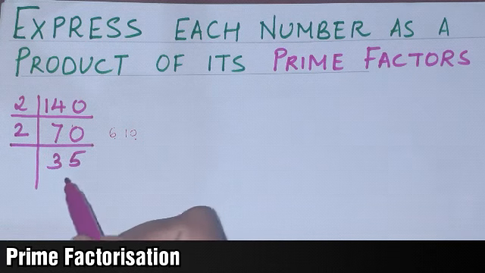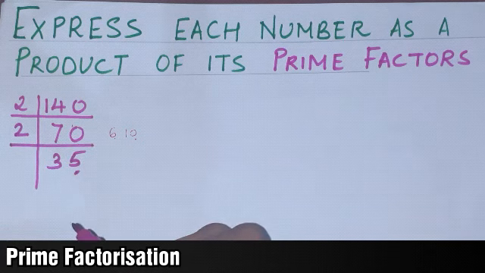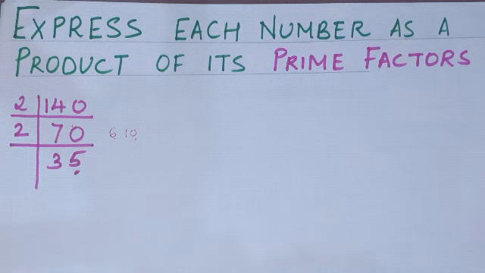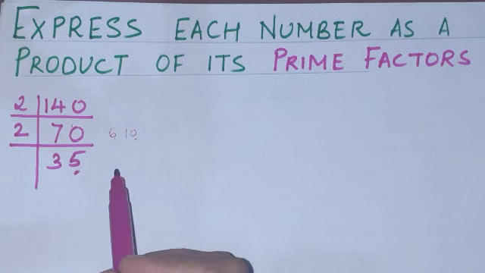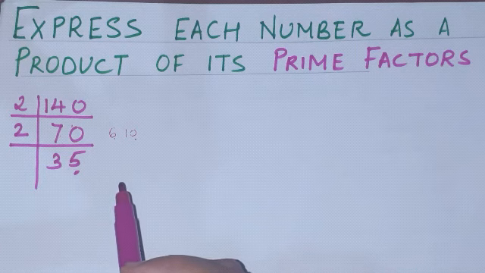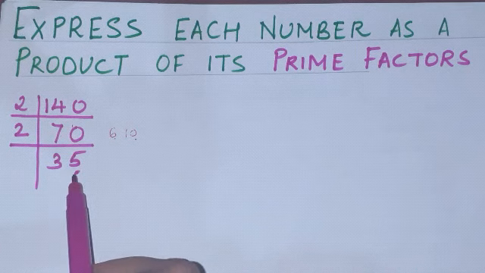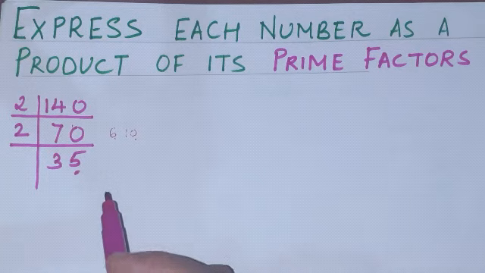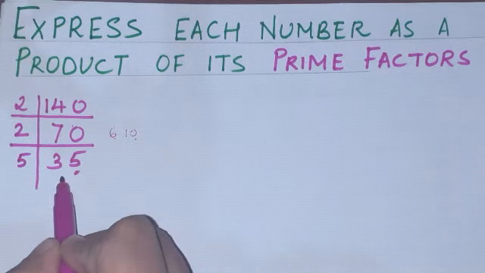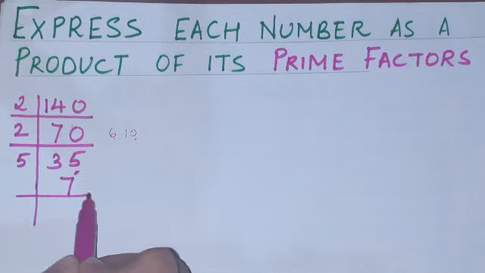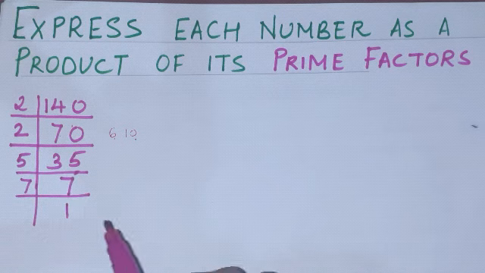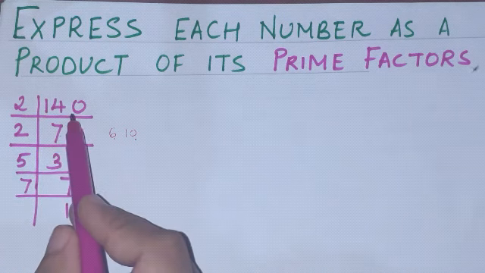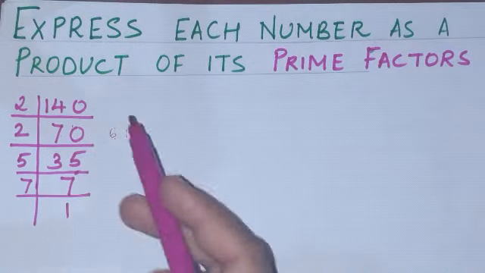Now 35. Since the last number is 5, this can't be in the 2 table. This definitely has to be in the table of 3 or 5. But 3 we also can't use, because 3 doesn't divide it. So we will use the 5 table. This is there in the 7 table also, but always we have to start with the lesser number. So 5 7s are 35 and again 7 1s are 7. So these are nothing but the prime factors of this number.